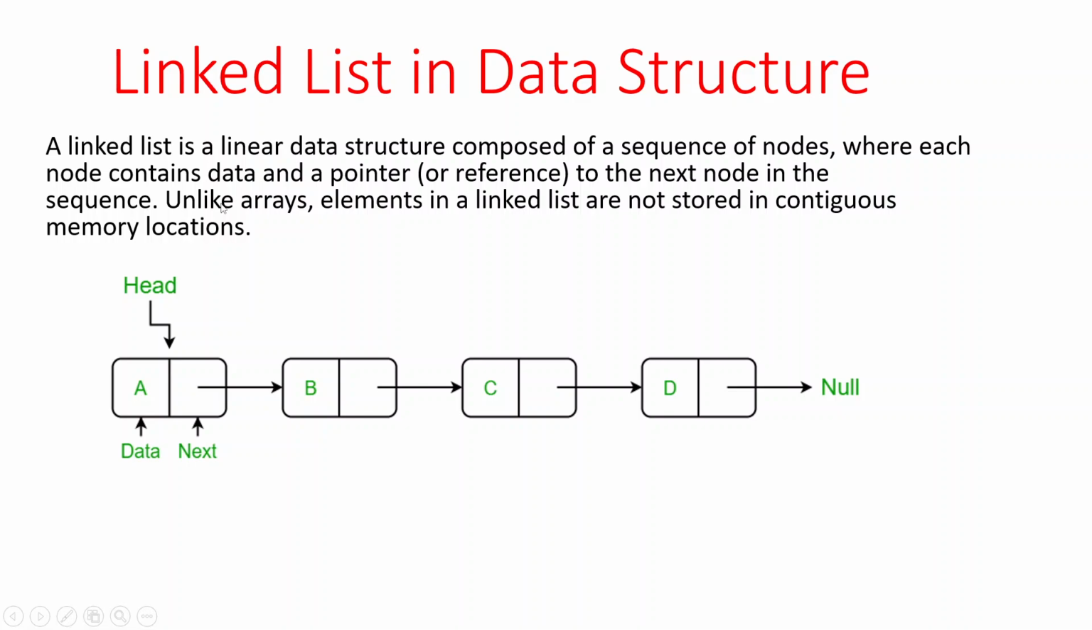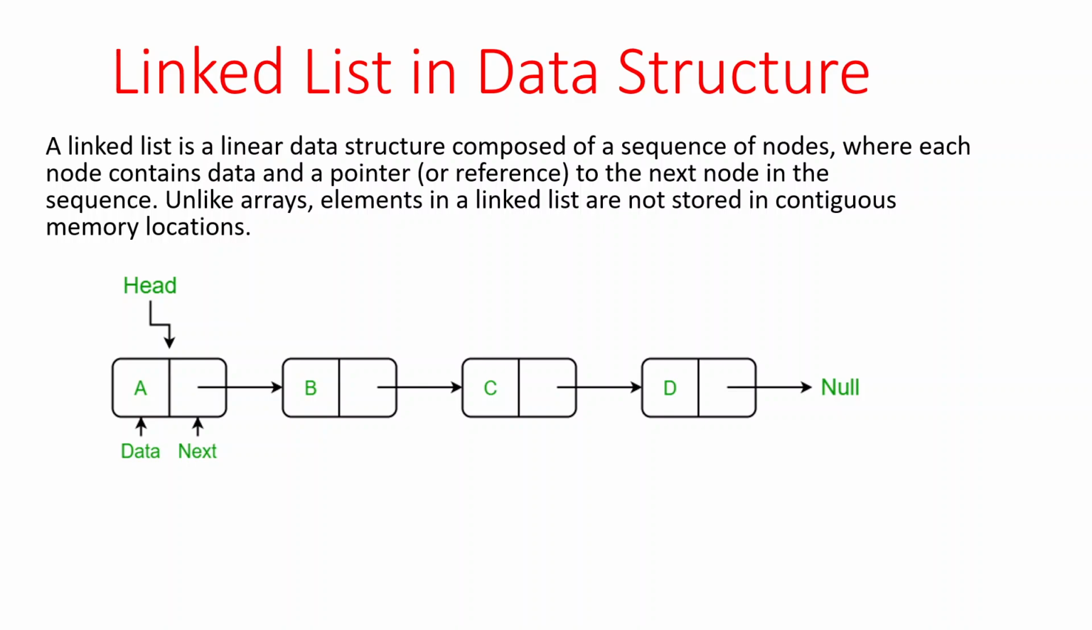So a linked list is a linear data structure composed of a sequence of nodes where each node contains data and a pointer to the next node in the sequence. Unlike an array, elements in a linked list are not stored in contiguous memory locations. As you can see in the diagram below, I have created one linked list.